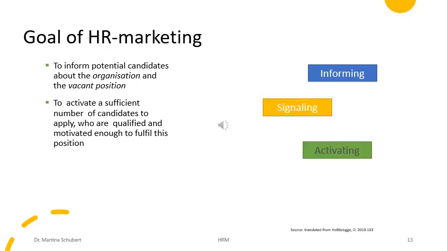Main functions. Information function. This means that you inform persons who are not aware about the vacancy, and you activate them so that they apply. And at the end, you can select out of this. And the most important aspect is the signaling. This means to inform about issues which are difficult to observe, about the corporate culture, the variety of tasks, the flexibility of work contents, and the career opportunities.